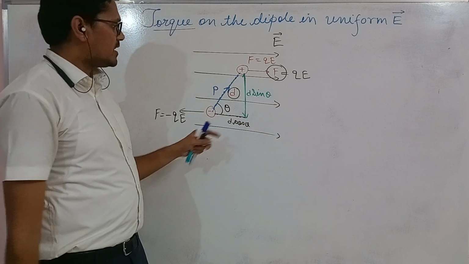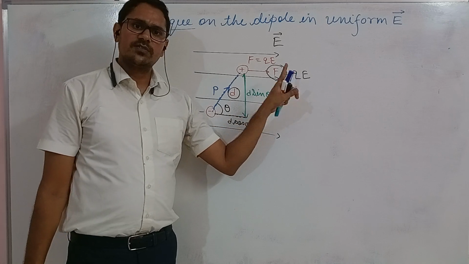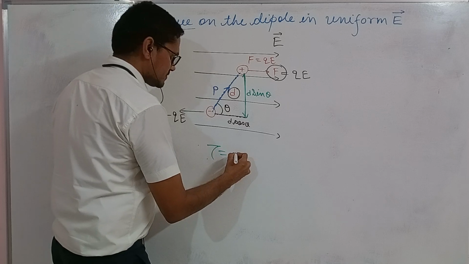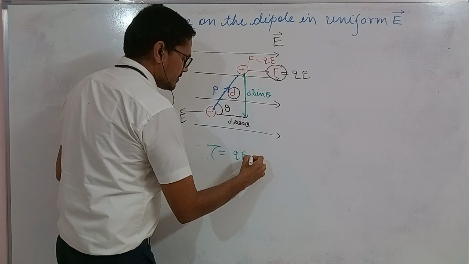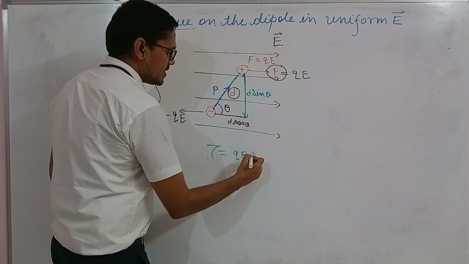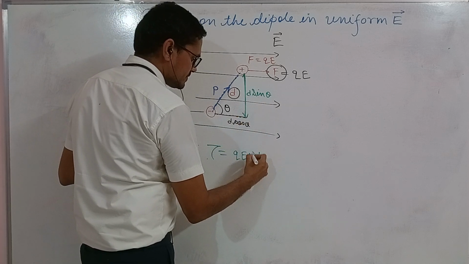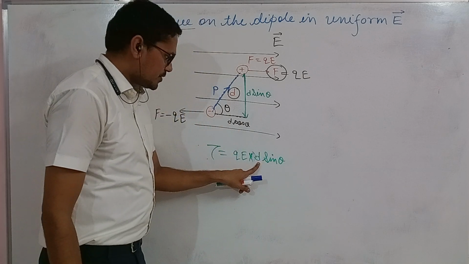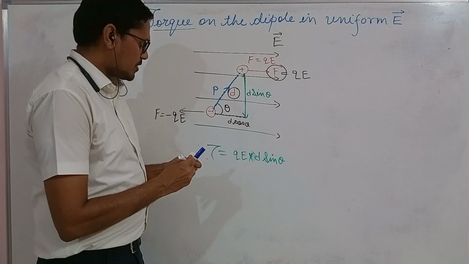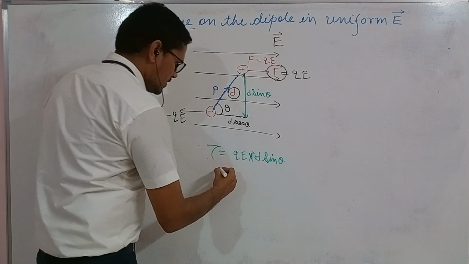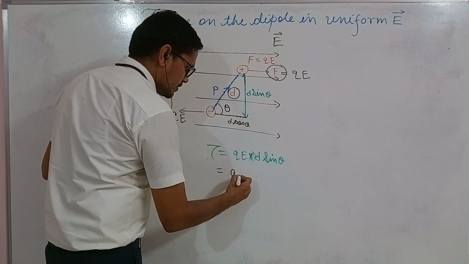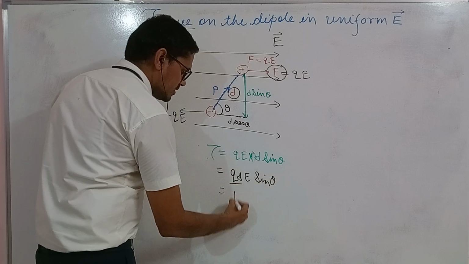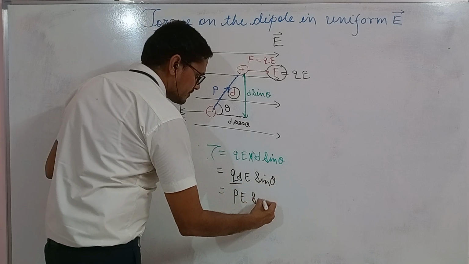Now here we can see that this d sin theta is perpendicular to the force, and this makes a torque. The torque is equal to the force QE multiplied by d sin theta. Now Q into d is basically the dipole moment, so I am replacing Q into d with P. So we will be getting PE sin theta.